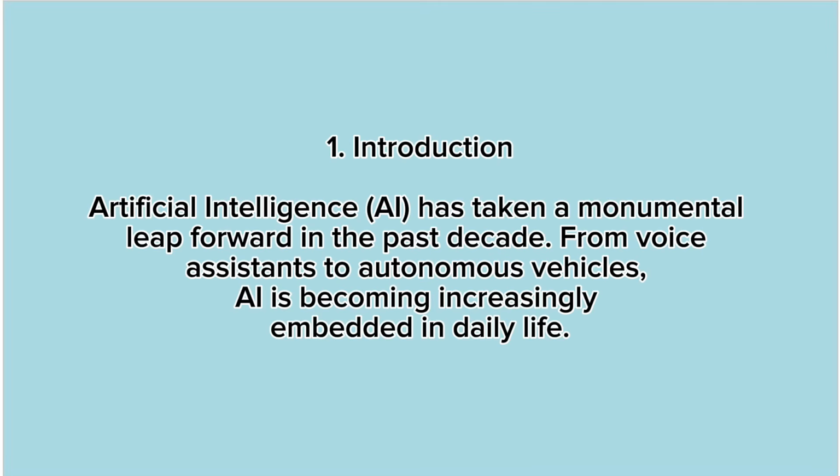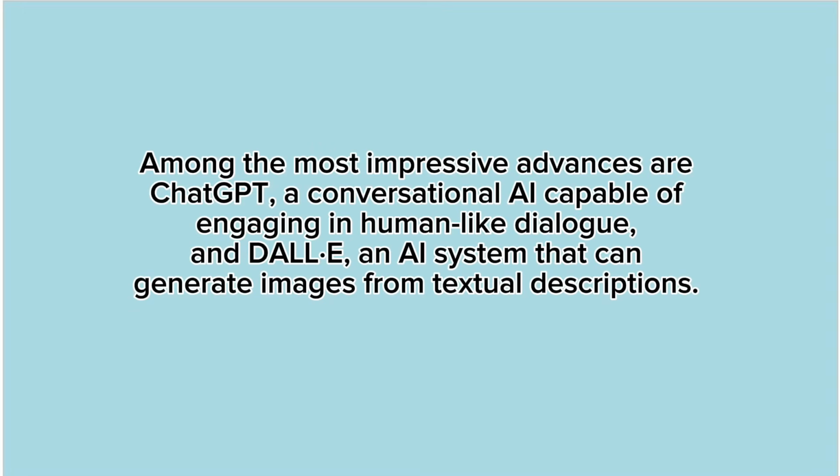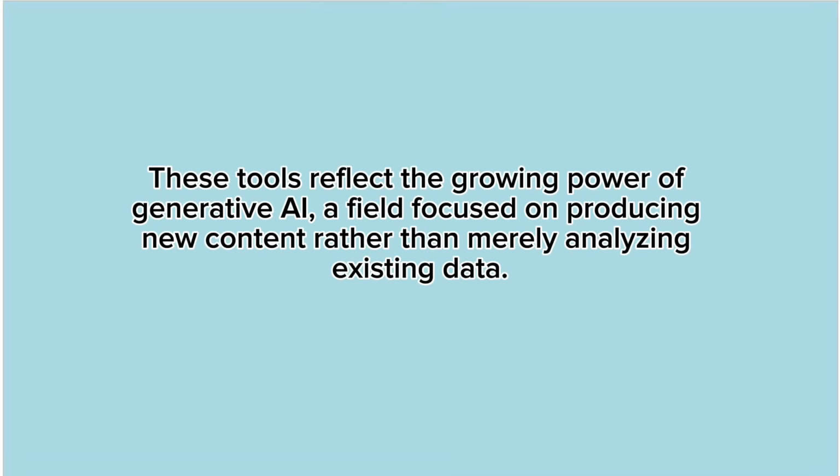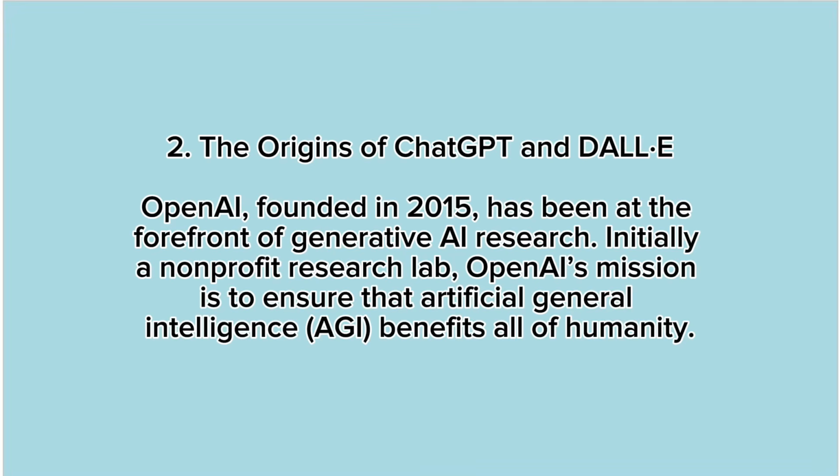From voice assistants to autonomous vehicles, AI is becoming increasingly embedded in daily life. Among the most impressive advances are Chat, a conversational AI capable of engaging in human-like dialogue, and DALL-E, an AI system that can generate images from textual descriptions. These tools reflect the growing power of generative AI, a field focused on producing new content rather than merely analyzing existing data.